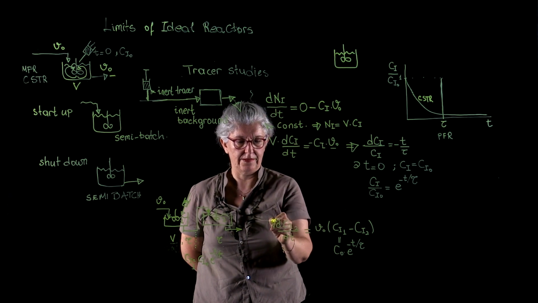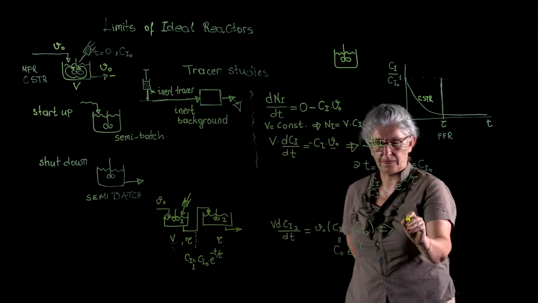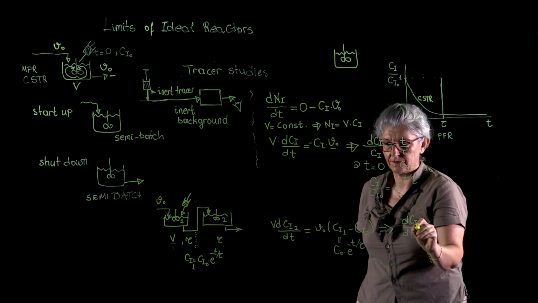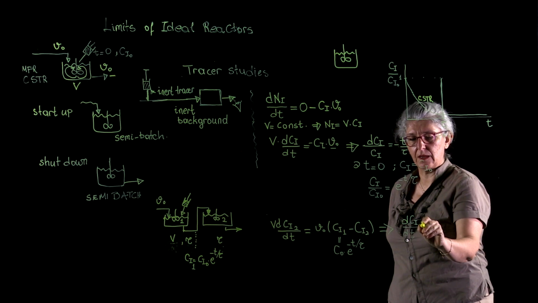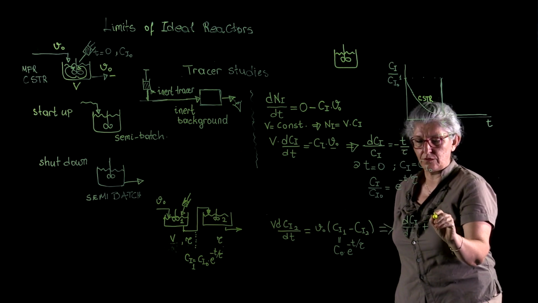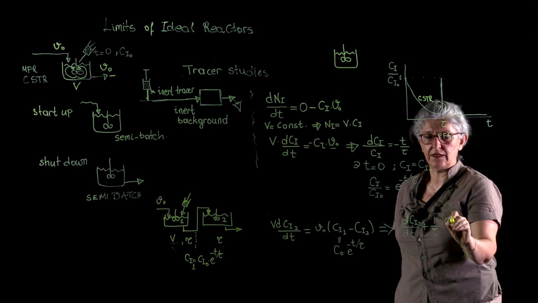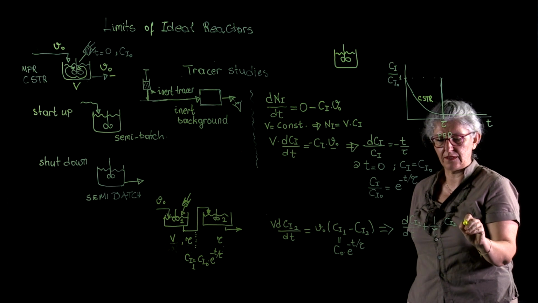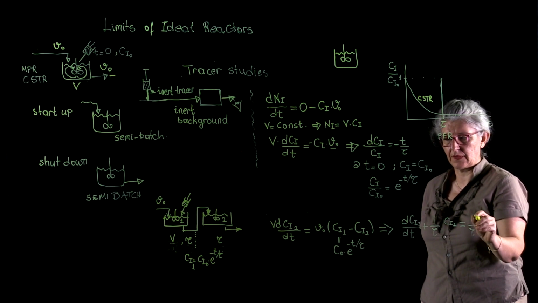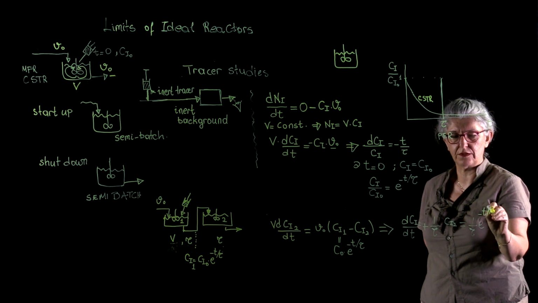Again, this is going to be rearranged to have dCi2 over dt plus V0 over V, which is equal to 1 over tau, times Ci2, that is equal to 1 over tau times Ci0 e to the minus t over tau.